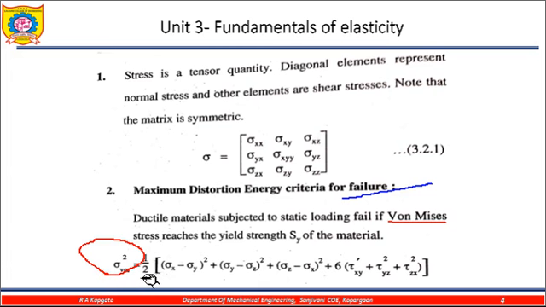The von Mises stress is equal to this formula: sigma x minus sigma y whole square, plus sigma y minus sigma z whole square, plus sigma z minus sigma x whole square, plus 6 times tau xy square, plus tau yz square, plus tau zx square. Again this formula is applicable for 3 dimensions. So this is the von Mises theory of failure.